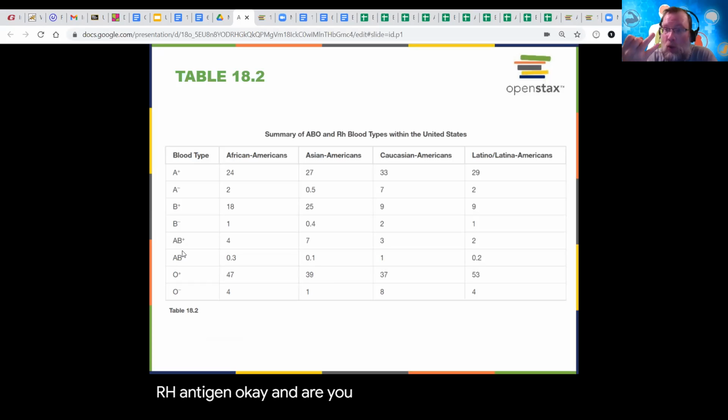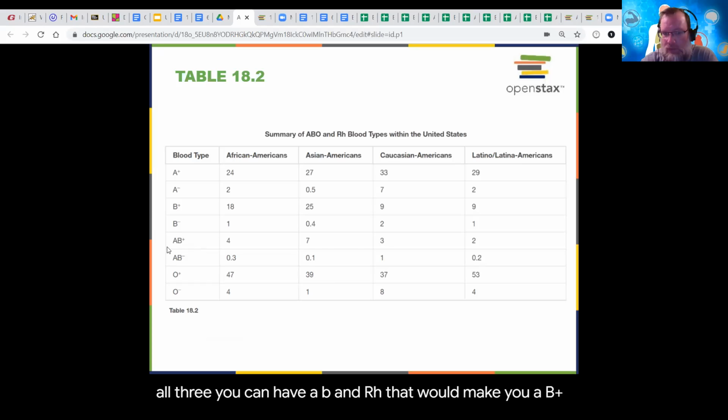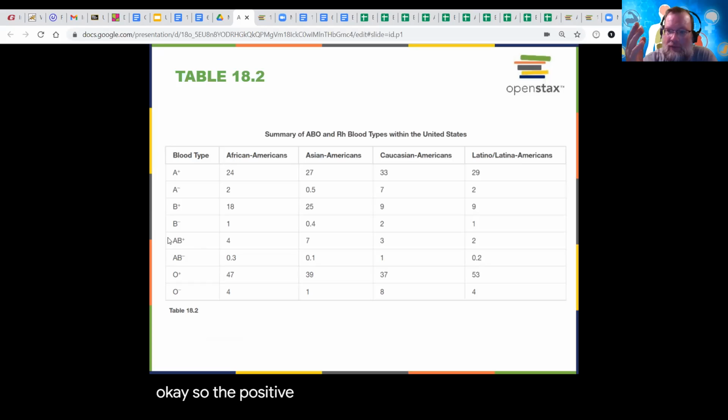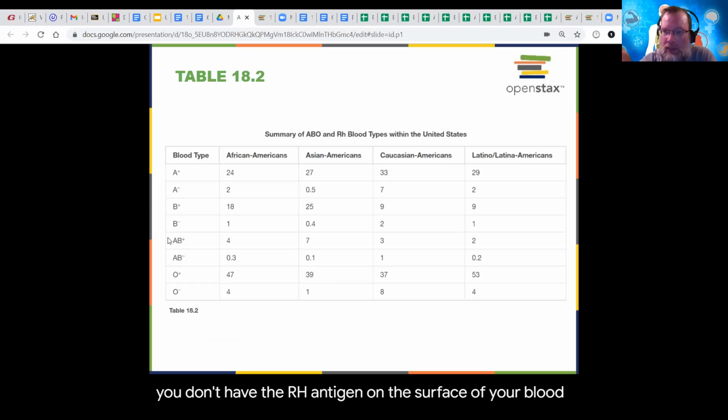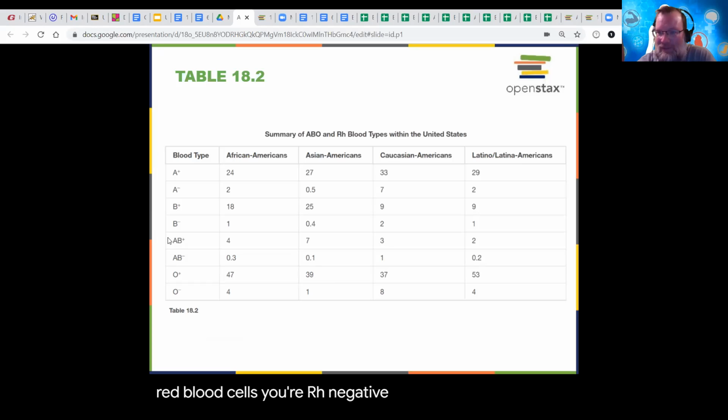You could have all three: A, B, and RH. That would make you AB positive. The positive or negative comes from the RH antigen. If you don't have the RH antigen on the surface of your red blood cells, you're RH negative. If you do have the RH antigen on the surface of your red blood cells, you're RH positive.